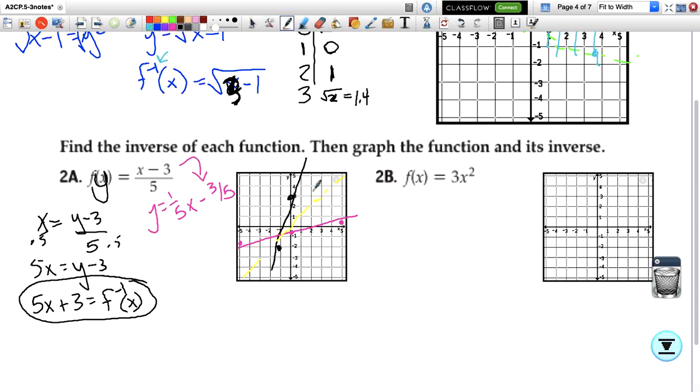So I started at 3 and went up 5, forwards 1, down 5, backwards 1. Then for my pink function, I distributed the denominator to both pieces, and I got 1/5 x minus 3/5. So I started here and went up 1, forwards 5, down 1, backwards 5. And you can see these two lines are a perfect reflection right over that line, y equals x. That lets me know I did it correct. Let's take a look at this next one.